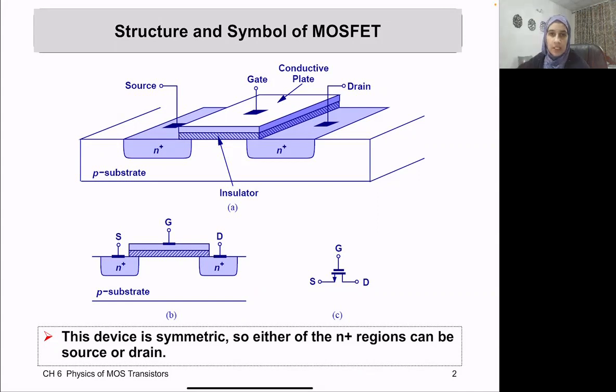So these devices are basically symmetric, so you can change the names of source and drain arbitrarily. They will really become a source or a drain only once we bias them with certain voltages. Normally the drain has a higher voltage compared to the source.